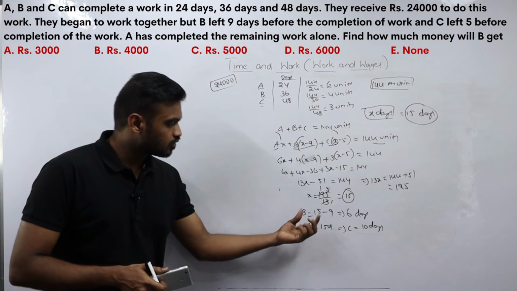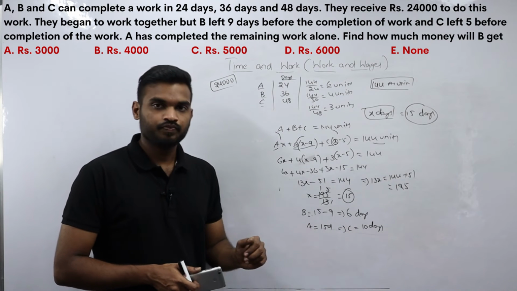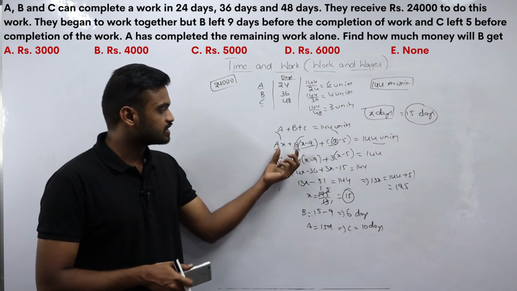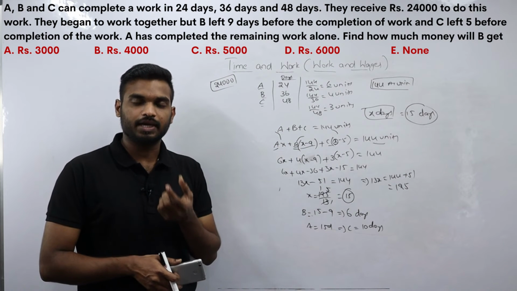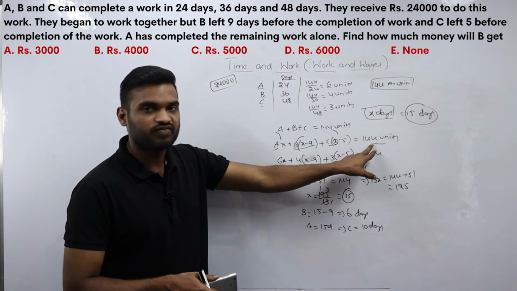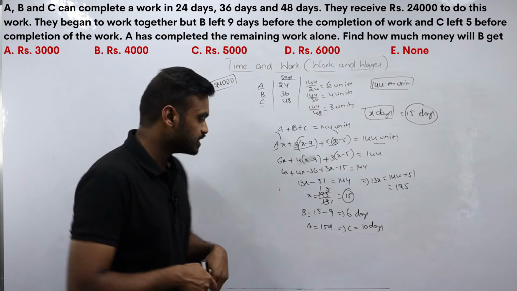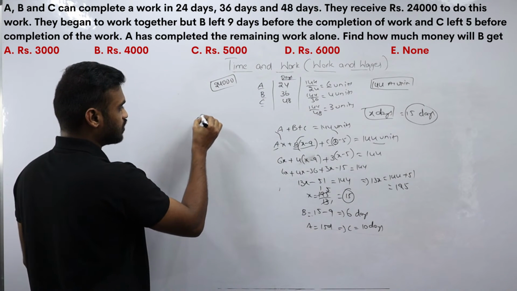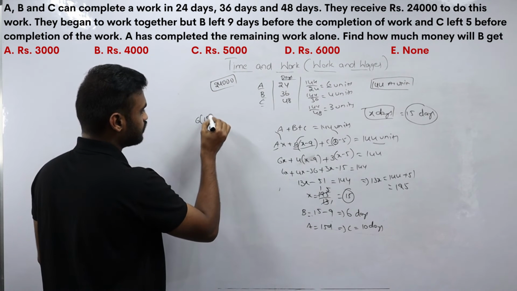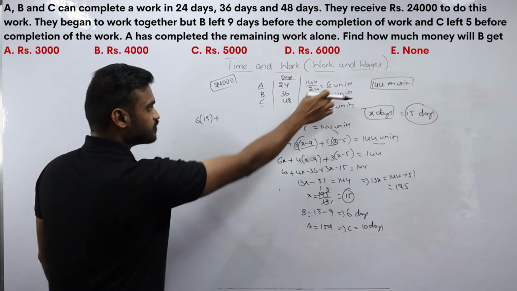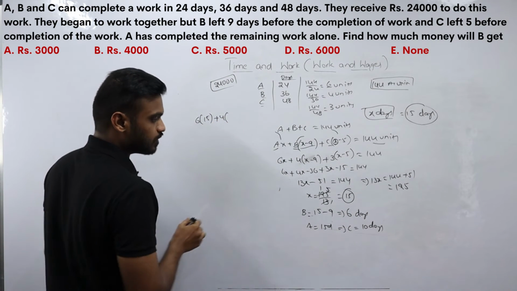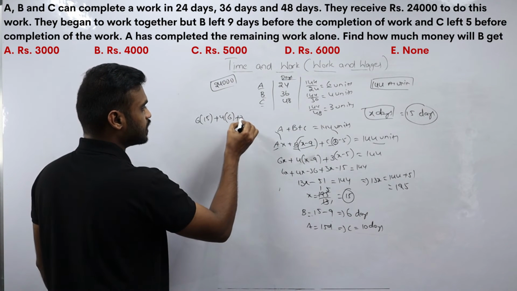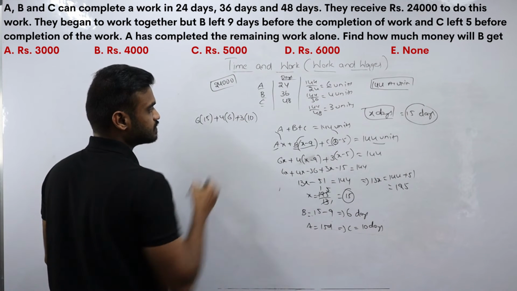Now we know the total time worked by A, B and C. If I substitute these values in the equation, I will get the total amount of work done by A, B and C individually in this 144 units. So A is doing 6 units per day and working for 15 days, plus B is doing 4 units per day and working for 6 days. In the same way, C is completing 3 units per day and working for 10 days.